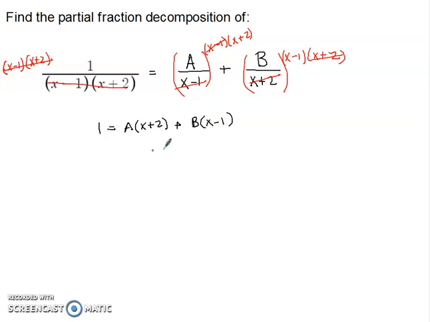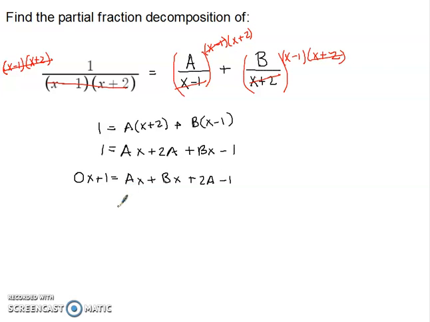So on the left I have 1 equals A times x plus 2 plus B times x minus 1. Distributing, I've got Ax plus 2A, and distributing, I've got Bx minus B. I'm going to go ahead and put my x's together, so I've got Ax plus Bx, and then the constants, my 2A and my minus B, together.